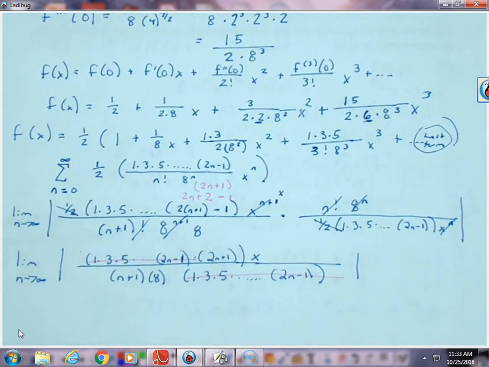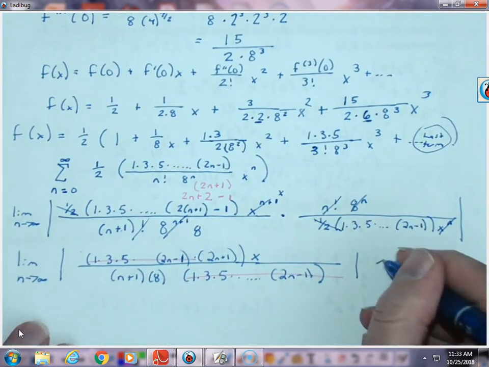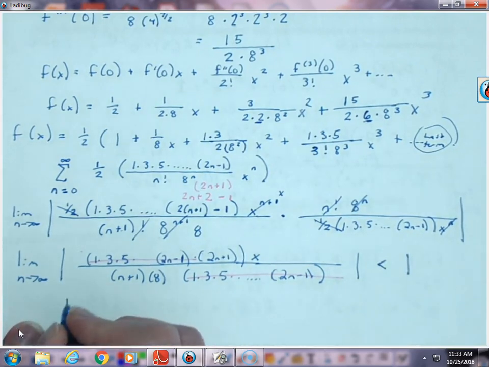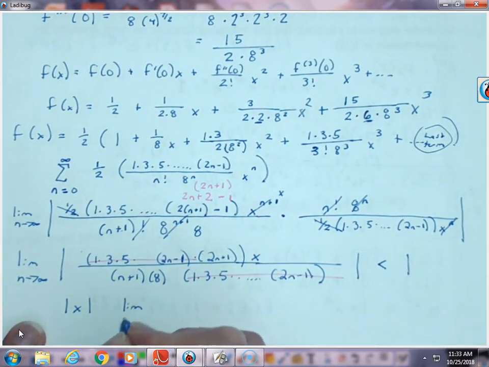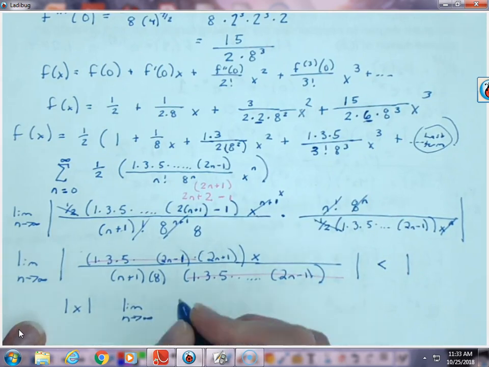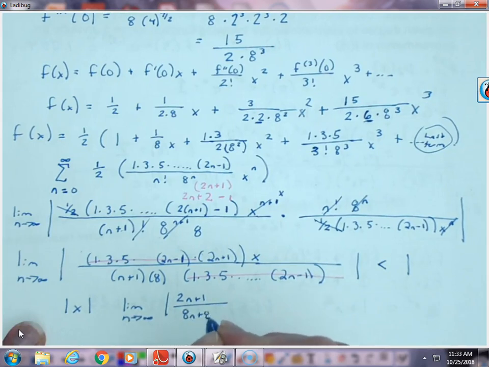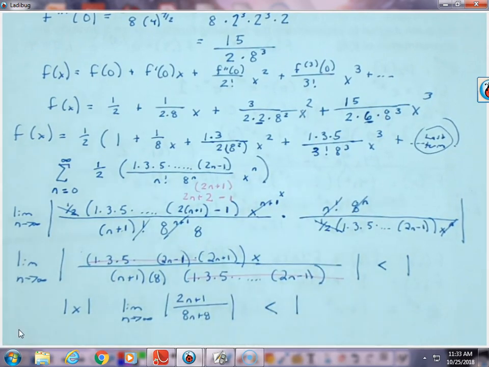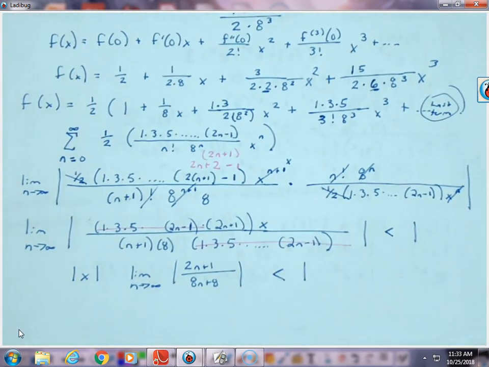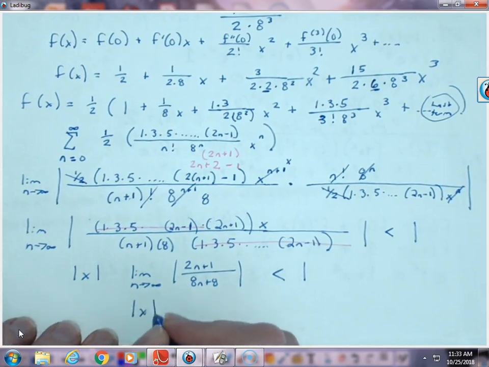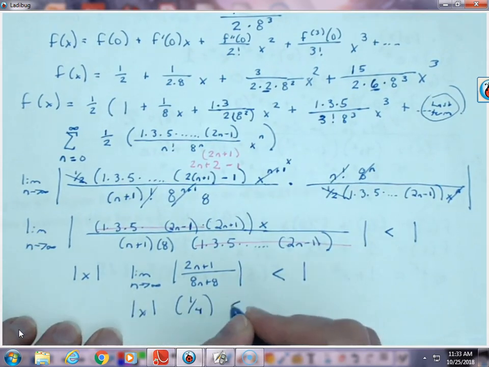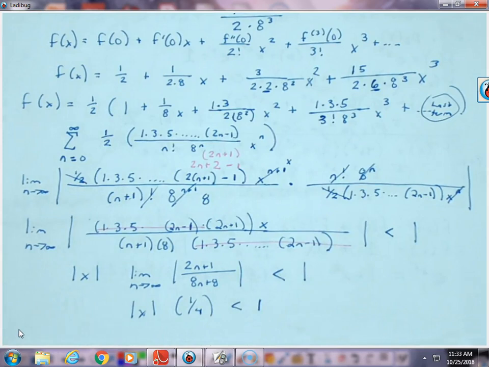All right, so when I look at all that, I'm going to take the x out. I want to figure out where this is less than 1. So the x is going to come out, and that just leaves me the limit as n approaches infinity. I'd have 2n plus 1 in the numerator and 8n plus 8 in the denominator. Starting to look promising. And so what's the limit as n approaches infinity of that? And then what should I do?